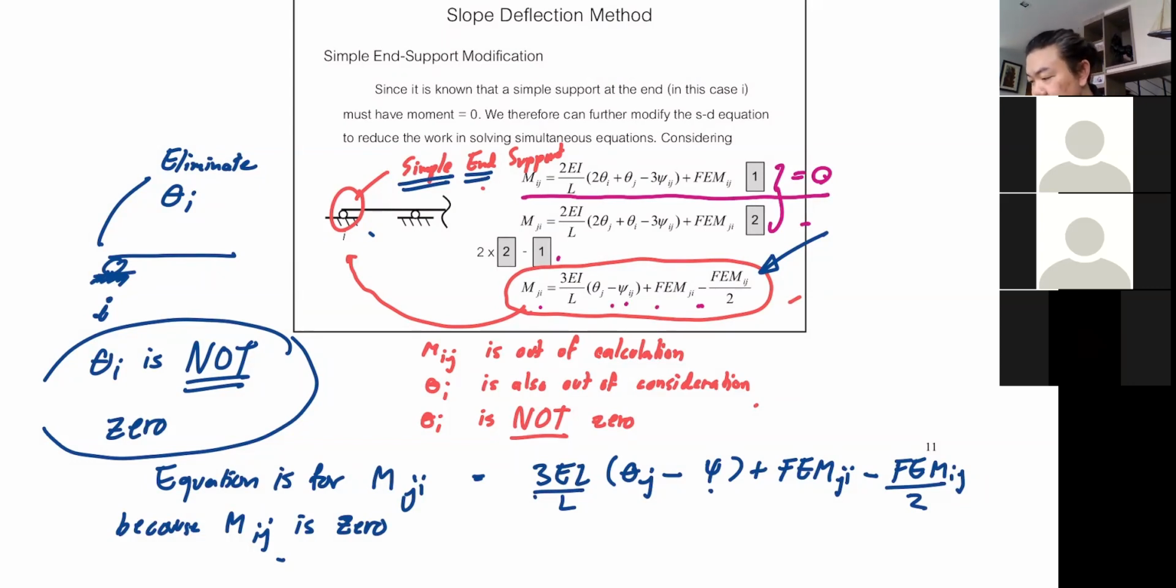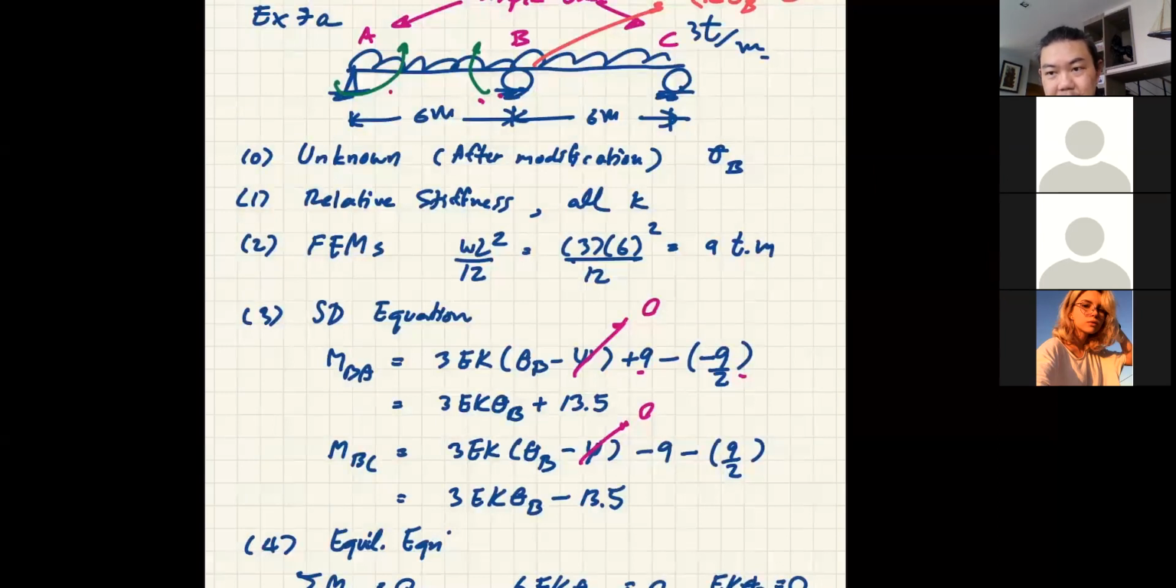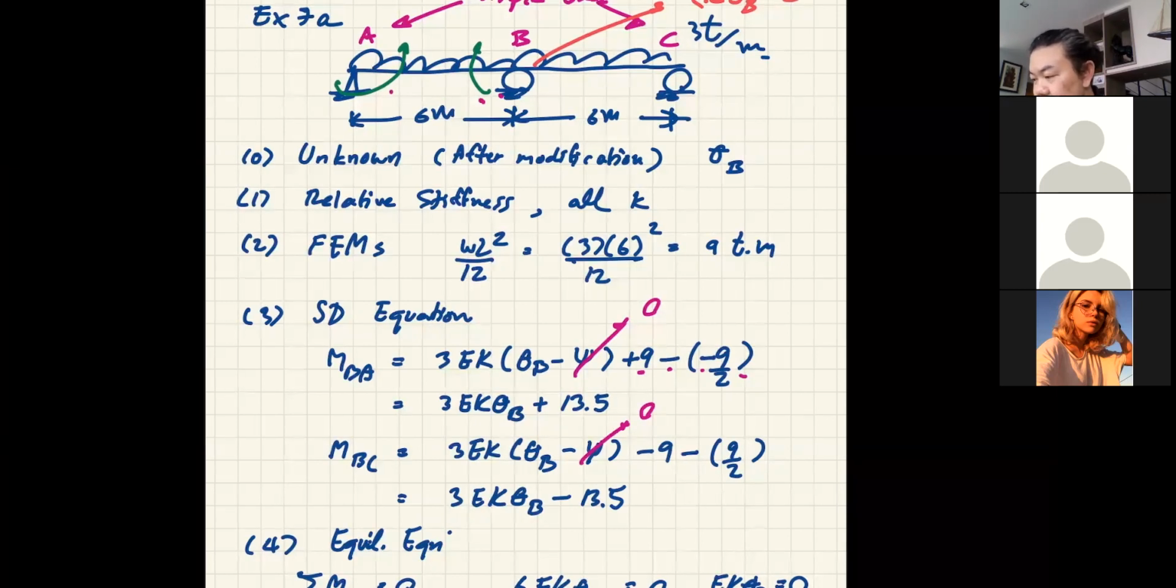So when we come back here, this is FEMJI or MBA, right? Which is positive here, minus FEMAB. But FEMAB is negative. So you minus this with a negative number. But for BC, FEMBC is already negative because it's counterclockwise, so it's negative. And FEMCB, now that's positive, so it stays positive. Okay?